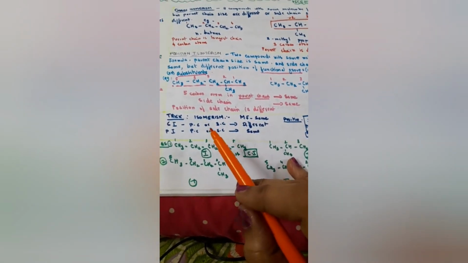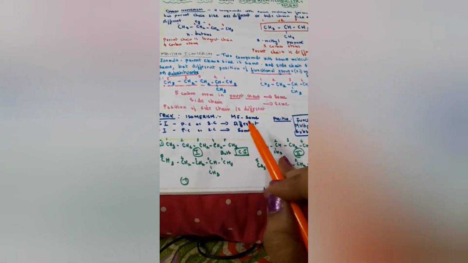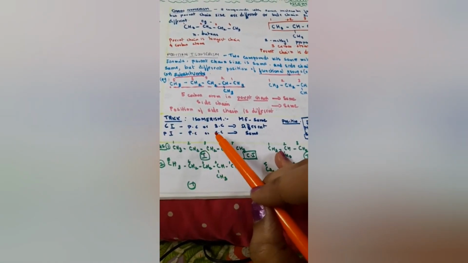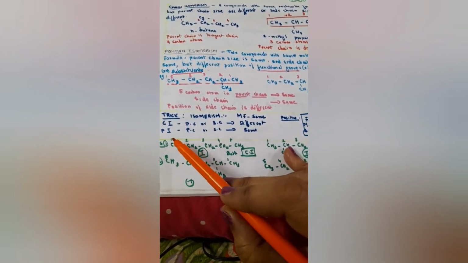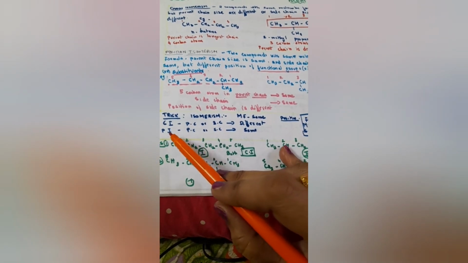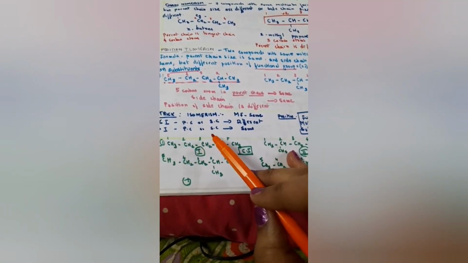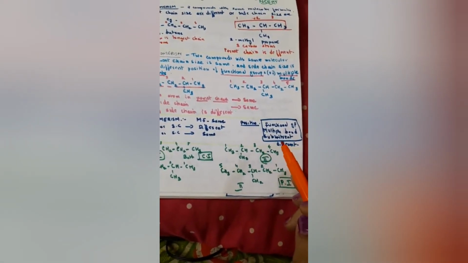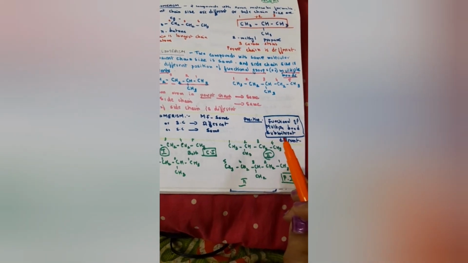Now we will see the trick for isomerism. If the molecular formula is the same, then for chain isomerism the parent chain or side chain will be different. For position isomerism, the parent chain and side chain will be the same. You remember these 3 points. And the position of the functional group, multiple bond and substituents will be different.